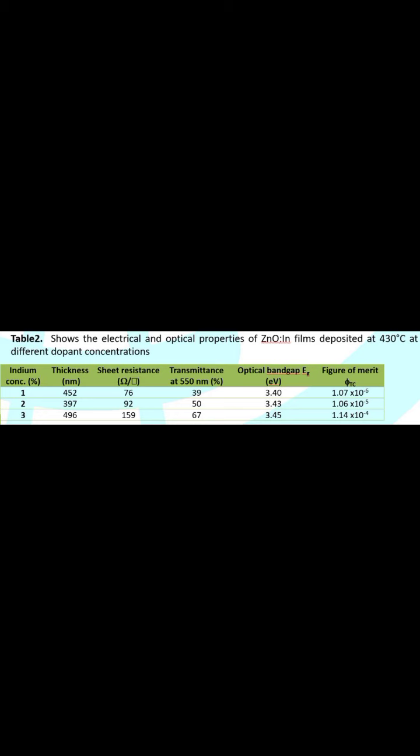Optimum substrate temperature for our system was found to be 430 degrees Celsius. The temperature plays an important role in determining optimum film growth and hence quality.